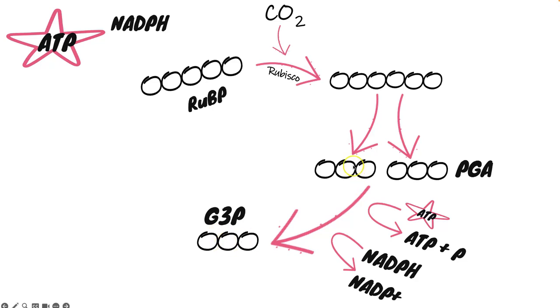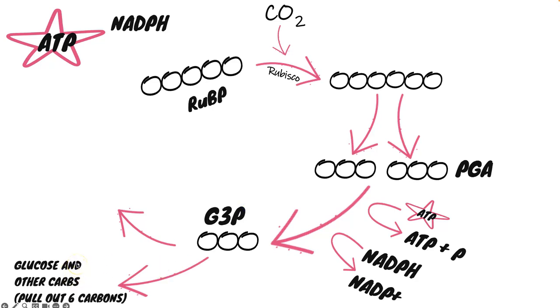So although this is 3 carbons and this is 3 carbons, they are different molecules. Remember, shape is highly related to function. So basically, you can think of G3P as a PGA with a whole bunch of energy on it. Some of those G3Ps leave and go make glucose and other carbohydrates. And usually I like to talk about glucose because that's the easiest one. So we're going to say we pull out 6 carbons because glucose is a 6-carbon molecule. The rest of the G3Ps are cycled around to remake RuBP. And that takes energy from ATP. So good thing we made all these ATPs and all these NADPHs in the light reactions.